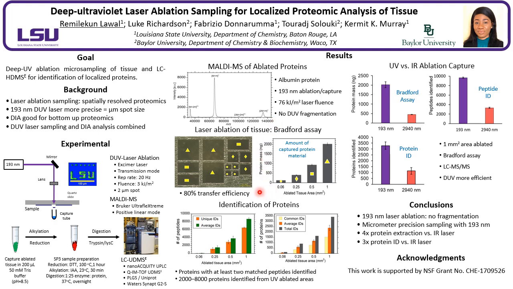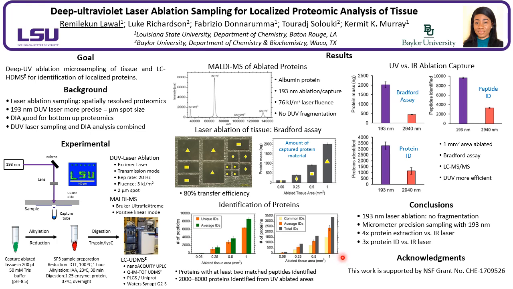Next, this wavelength was used to ablate tissue sections, and the proteins extracted from each area were characterized with Bradford assay. And the results showed that proteins were successfully extracted from this tissue using the 193 nanometer wavelength laser. About 2000 nanograms of proteins was extracted from the 1 millimeter square area. Then these proteins were identified using tandem mass spectrometry analysis, and we found thousands of proteins in each of this area.